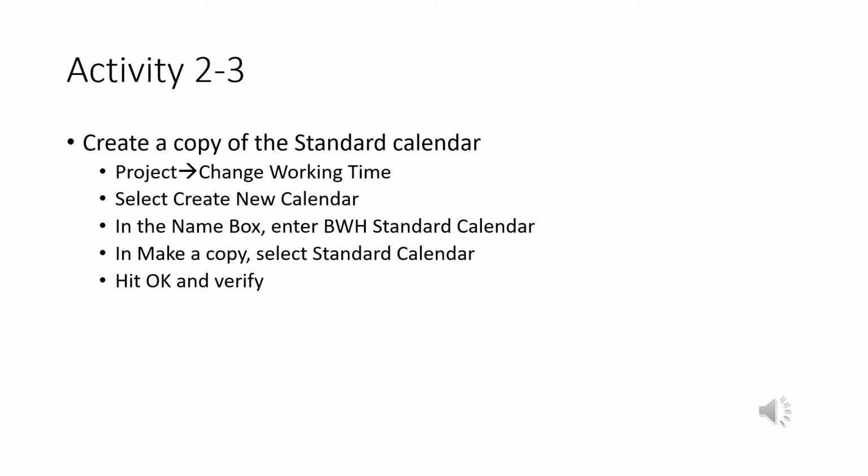Okay, let's do a little bit of practice. This is activity 2-3. Let's see if we can make a copy of the standard calendar. Again, you go to the project, change working time. You select create new calendar. In the name box, you want to call this the Building with Hearts, BWH standard calendar. And make a copy, select standard calendar, hit OK, and just verify that we did make a copy.